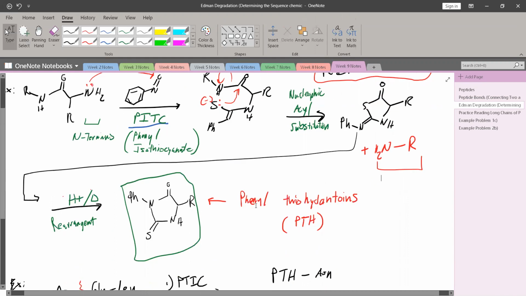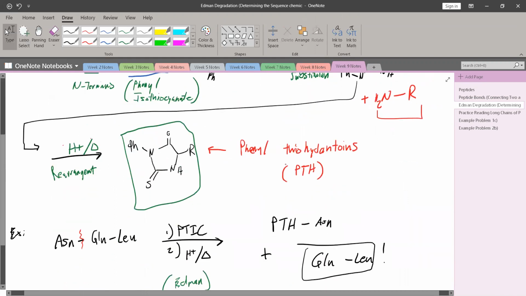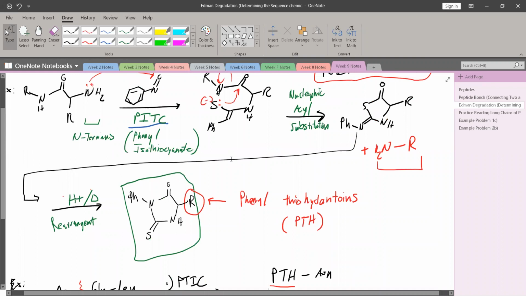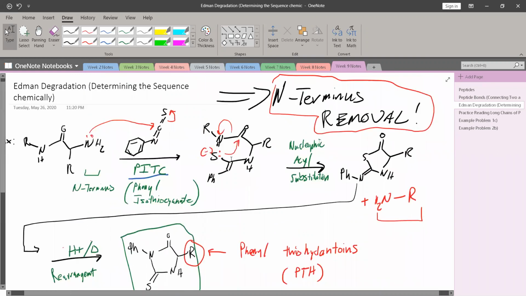Now, after we add some H plus and some heat, we get this rearrangement, and we get this 5-membered ring with a phenyl group at the very end. What you should notice is that there is this R group right here. This specific molecule is what we call phenyl thiohydantoin, or a PTH. And that's why down here we drew PTH-ASN. Now this R group will change depending on the amino acid that was right next to it.